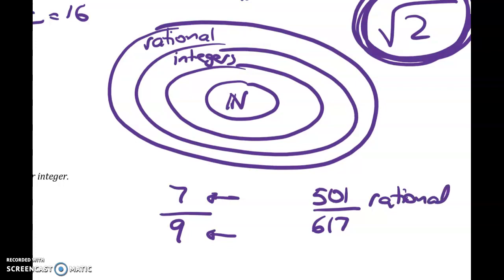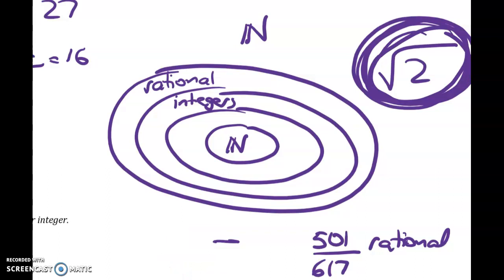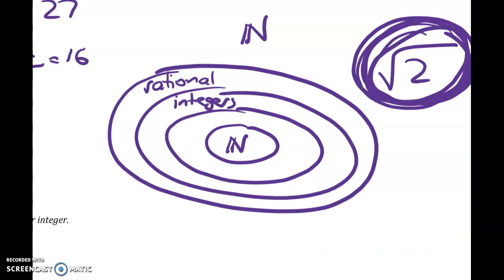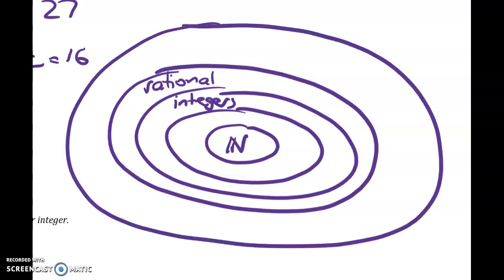But there are numbers that we can't write as rational numbers. And I'm not going to prove today why we can't write the square root of 2 as a rational number, because this video has a time limit of only 15 minutes because I use the free version of Screencast-O-Matic. But out here, we've got what we call the real numbers. And the real numbers are made up of both the rational numbers and the irrational numbers.